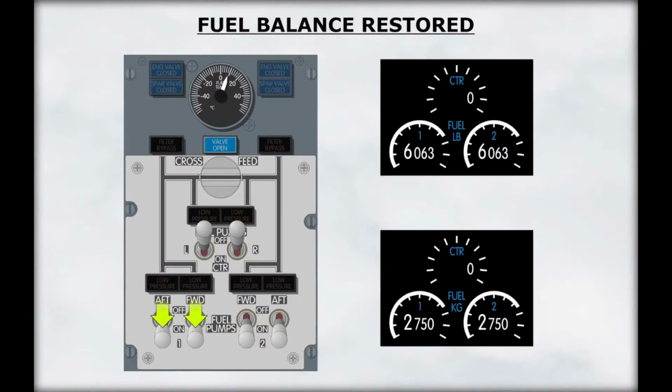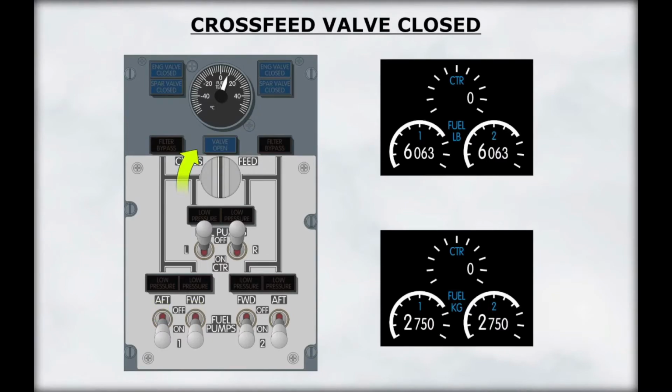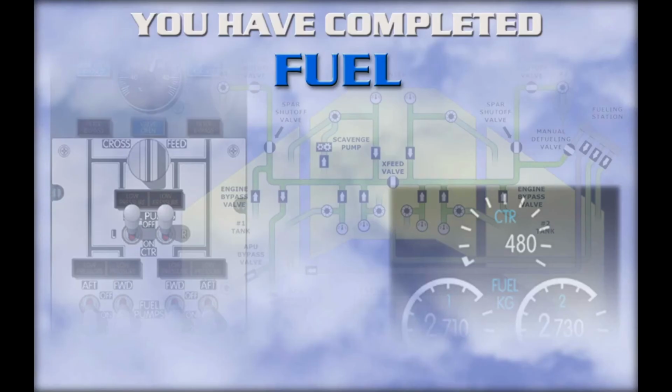After the tank quantities are even, the fuel system is returned to normal by first turning on the pumps that were shut down earlier. Next, the crossfeed valve is closed, causing the crossfeed valve open light to first illuminate bright blue and then extinguish. The engines are now being supplied separately from one another, and both main tanks are being utilized. This concludes the presentation on the fuel system.